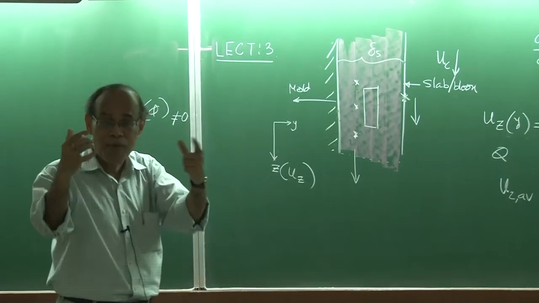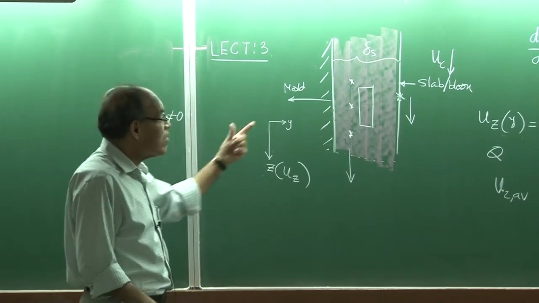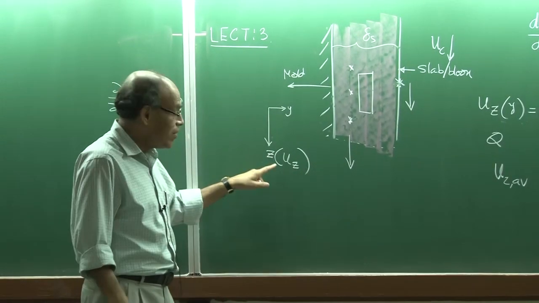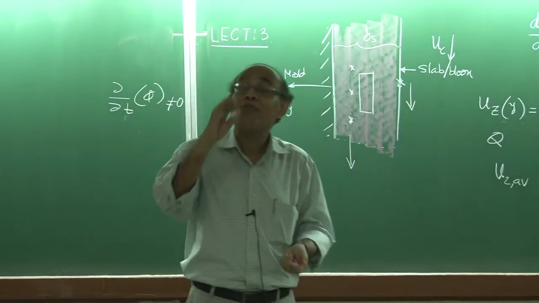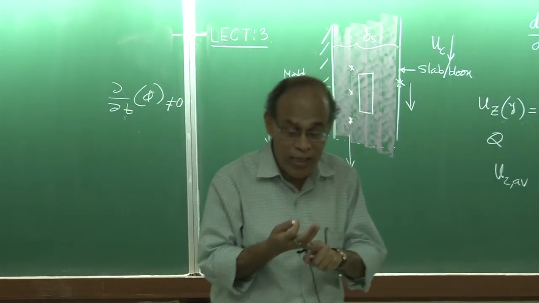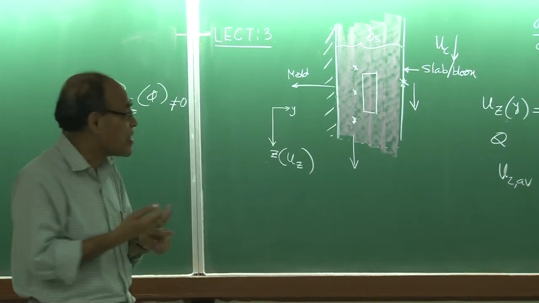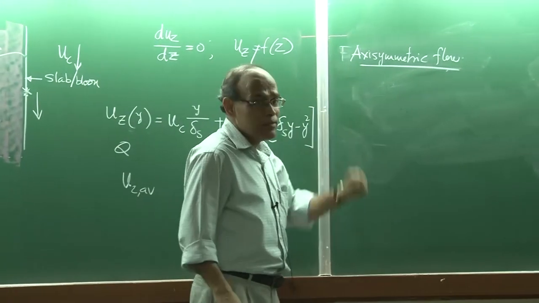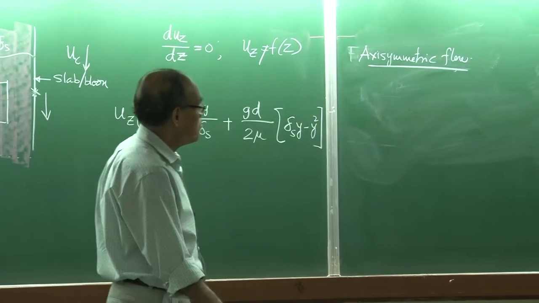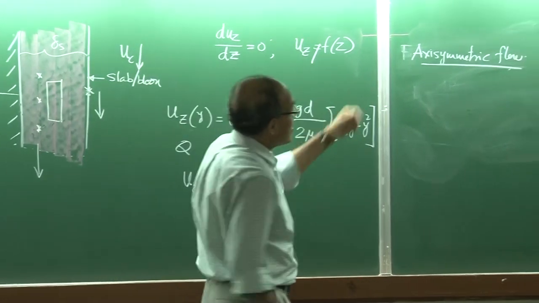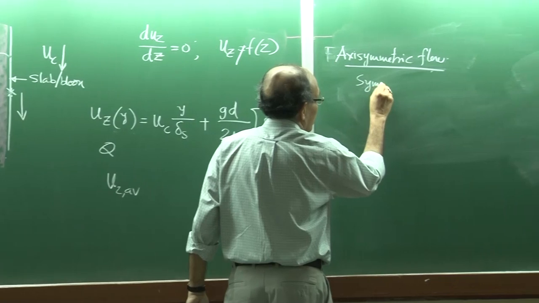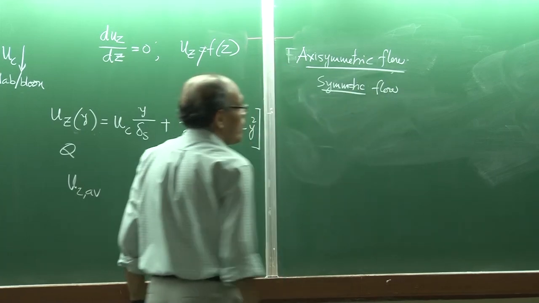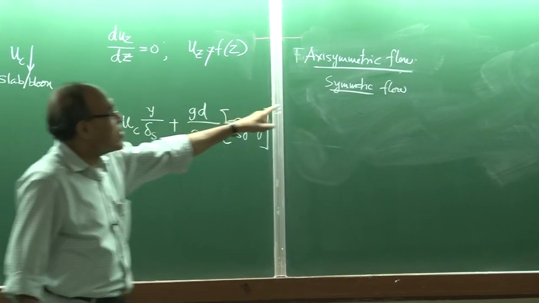So, the moment you read a problem, your objective is to identify in which coordinate system the problem is to be represented. You label the coordinate system, you label the velocity, and that is the starting point. Then you define the problem, whether it is 1D, whether it is fully developed, whether it is constant property, whether it is steady state, and so on and so forth. In that context, axisymmetric flow is encountered, for example, and there is another word we can use also, symmetric flow, that I will also use. Let me first tell you about symmetric flow.